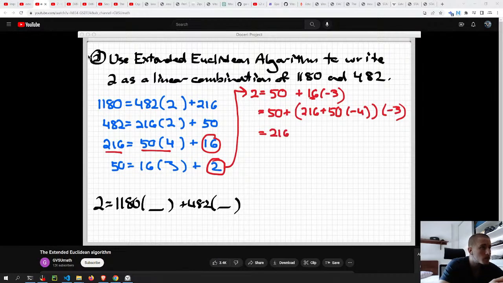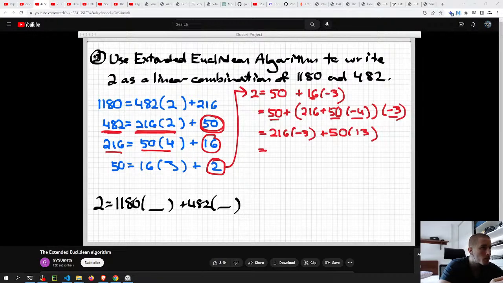I'm going to have 216 times negative 3, and then I'm going to have 50 times negative 4 times negative 3. That's 50 times 12, and I have another 50 hanging out over here. So in all, that becomes 50 times 13. And if you stop right here and just computed this right-hand side, you would see that it equals 2. It's a useful check.